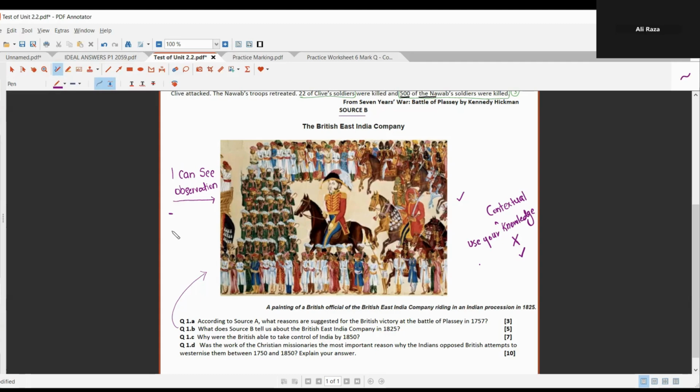The thing you can see is that there is a British officer who is sitting on a horse, while other people, the Indian people, are walking by or passing by on foot, right? The observation could be simply whatever is happening in the picture. In this case, Zainab picked the British officer sitting on a horse.